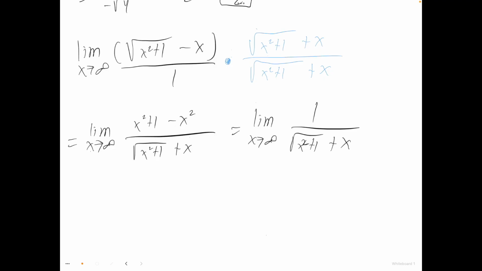Now what we're going to do is notice that as x gets really, really big, this square root of x squared plus 1 piece is going to get really big. So that's going to go towards infinity. And x, we've already said, will go towards infinity. So we have 1 over a really large positive number. So this is just going to be 0. And so that gives us our limit in this case.